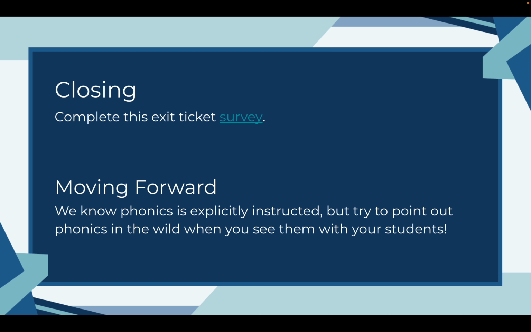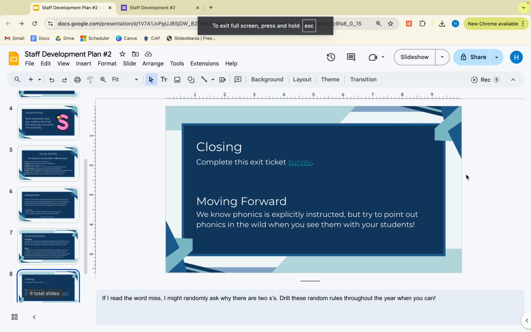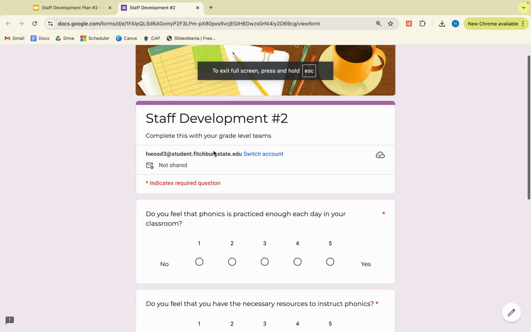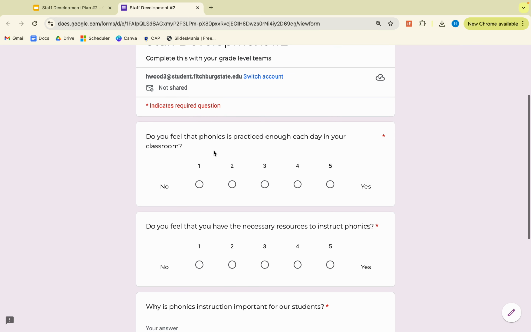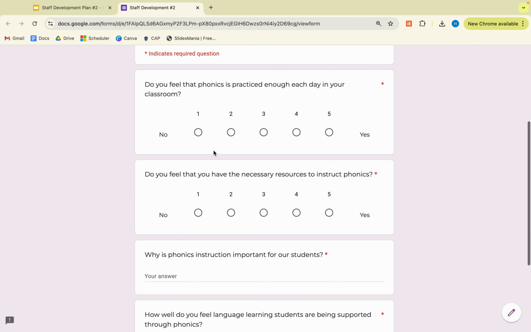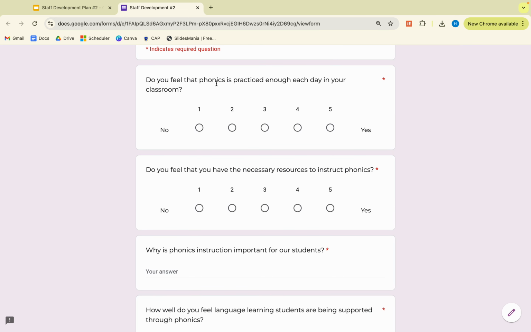So to close, I'll show you the exit survey. Over here, you'll do it with your grade level teams. 1 submission for each team is fine. Do you feel that phonics is practiced enough each day in your classroom? 1 would be no, 3 would be neutral, and 5 would be yes.